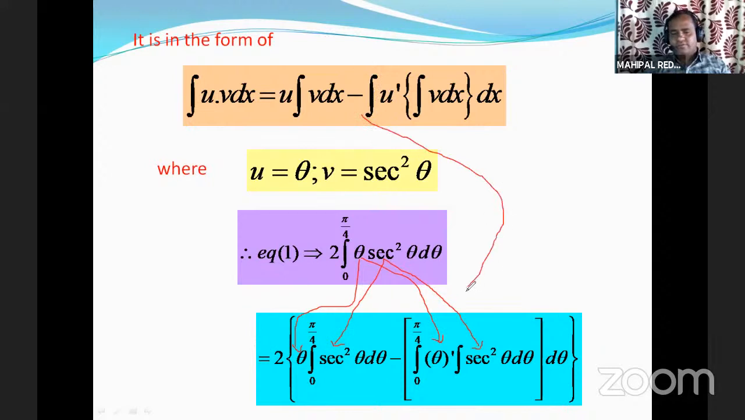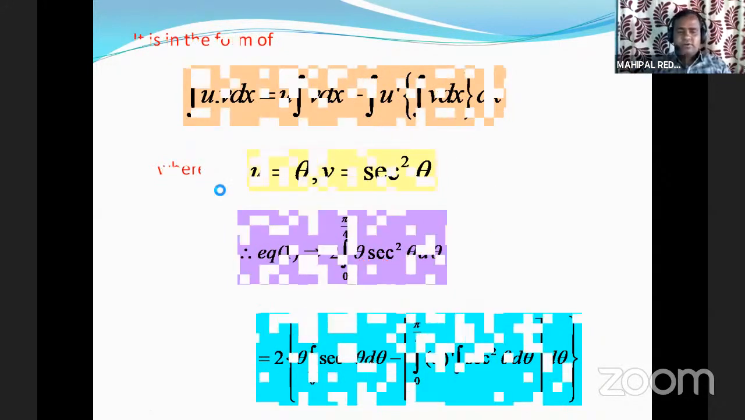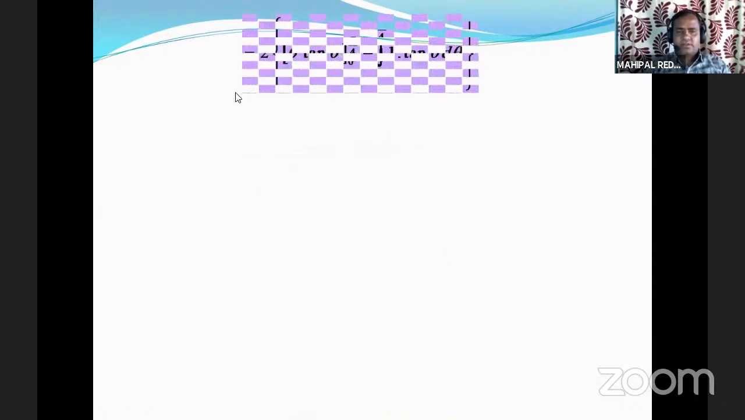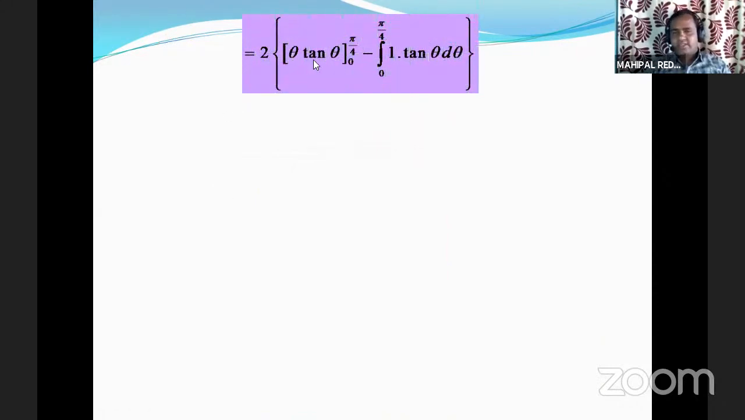I'm going to use integration of u into v dx, which equals u into integration v dx minus integration u dash into integration v dx. What is the value now? 2 as it is, theta as it is, sec square theta integration. Sec square theta integration is tan theta.